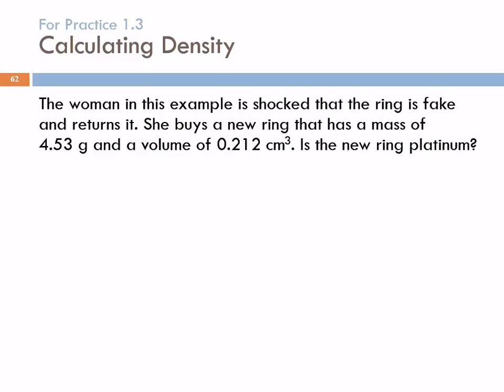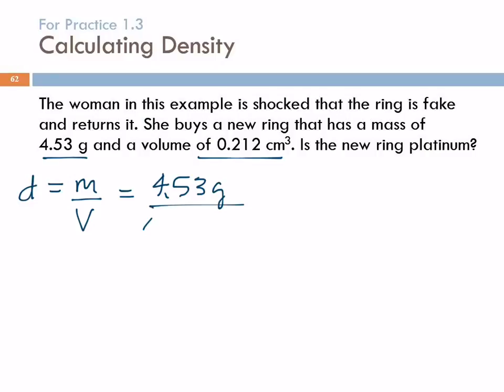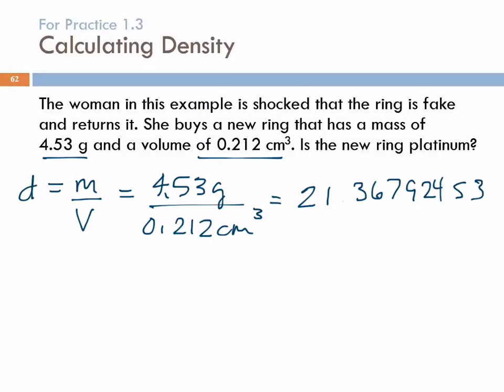Well, we just did one like this, and so this is going to be easier, right? We know we need to find the density of it, and this is our mass, and this one even says volume. 4.53 grams divided by 0.212 cubic centimeters. And we do the math. And this one comes out to 21.3679245. And so we can say yes. This one is platinum, because the density of platinum is 21 point something.